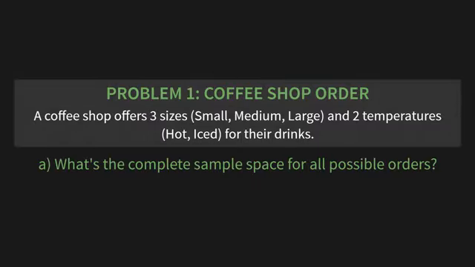Problem 1 starts in 3, 2, 1. A coffee shop offers 3 sizes: small, medium, large, and 2 temperatures: hot, iced, for their drinks. What's the complete sample space for all possible orders?